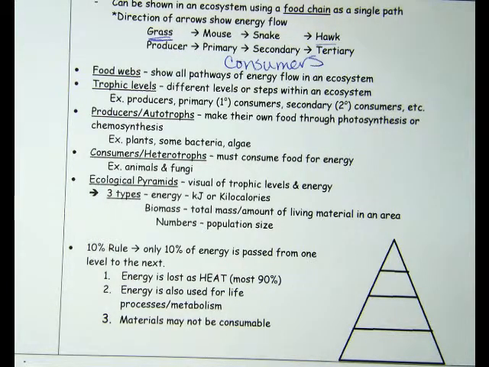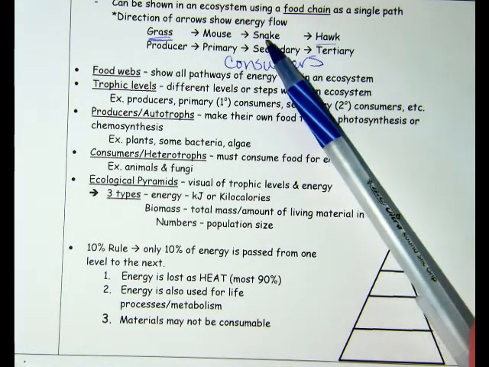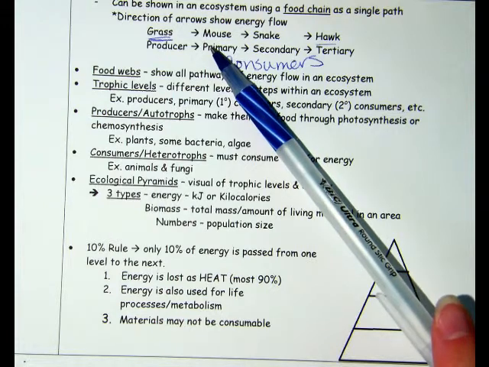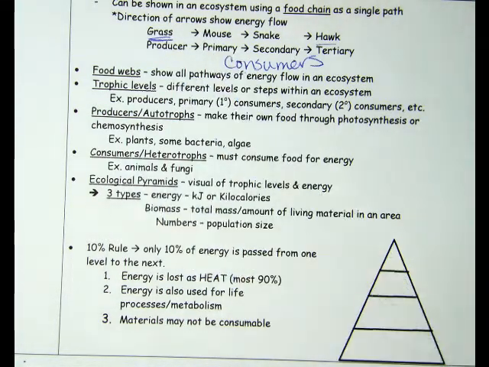Some of the energy is also used for life processes or metabolism, to keep our organisms alive. And then some of it might be used in materials that may not be consumable. So back up here to our sample food chain. When the snake eats that mouse, there are parts of that mouse's body that it can't digest, like the bones of the mouse. So that's lost energy. Those are materials that are not consumable.